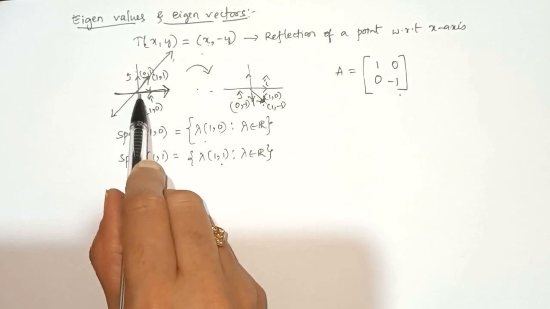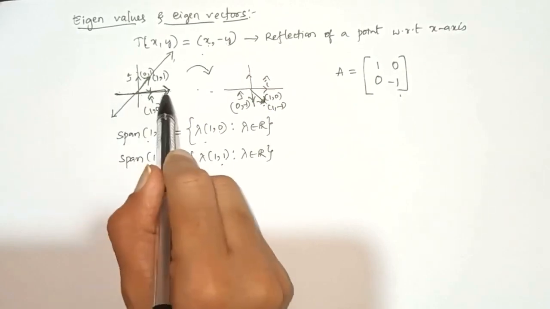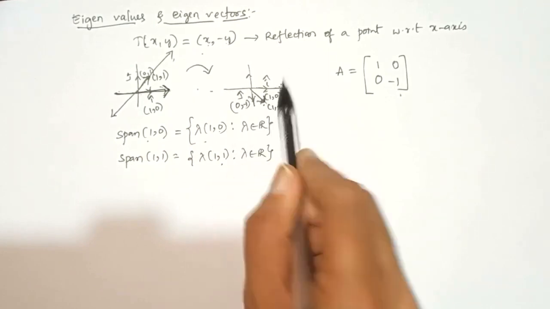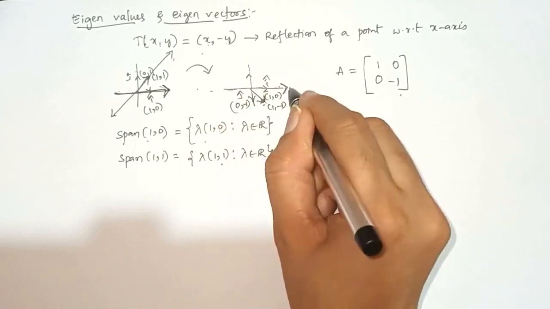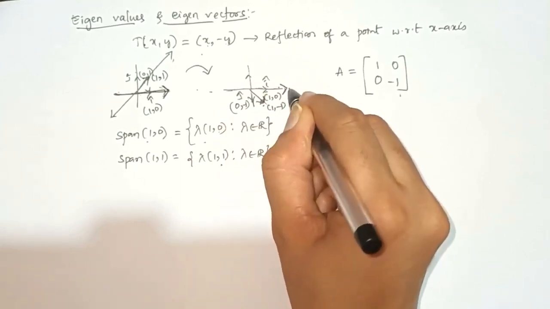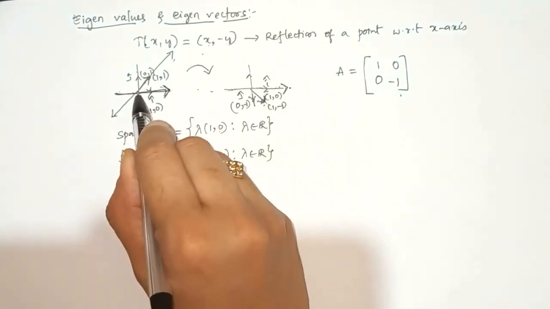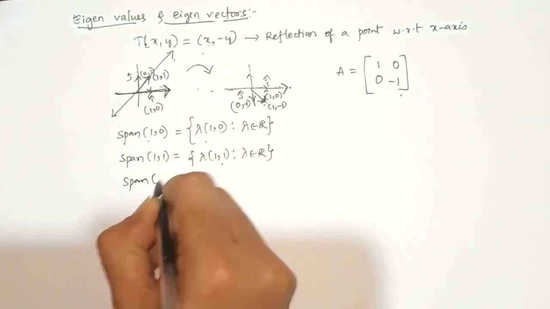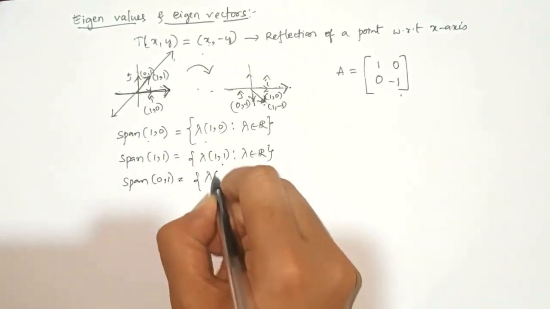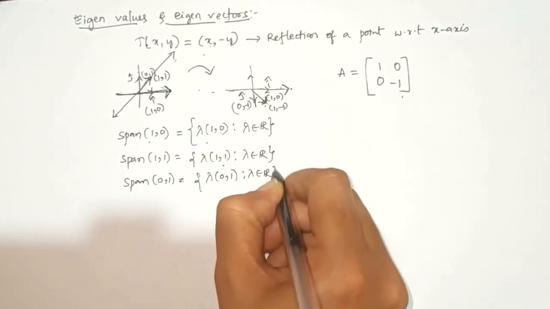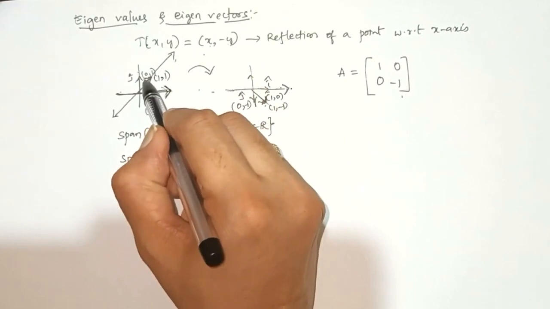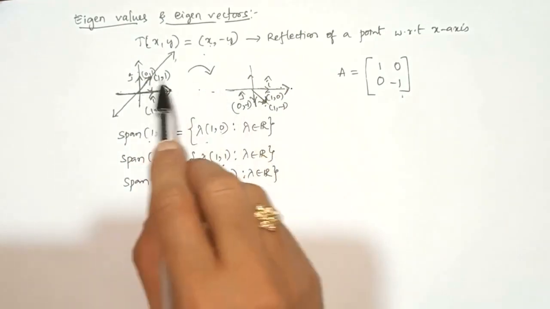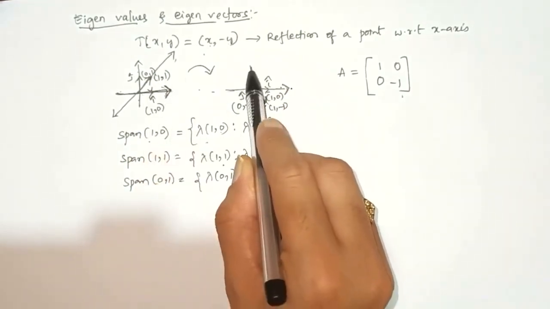But look at this vector. The span of (1, 0) is nothing but the entire x-axis. Even after applying that transformation, it will be in its own span. (1, 0) will be on the x-axis only. It has not changed its position. Now you can consider one more special vector, that is (0, 1). The span of (0, 1) is the set of all multiples of (0, 1) where lambda belongs to R. So in this case also the span of the vector (0, 1) is the entire y-axis. After applying the transformation, it has not changed its span.